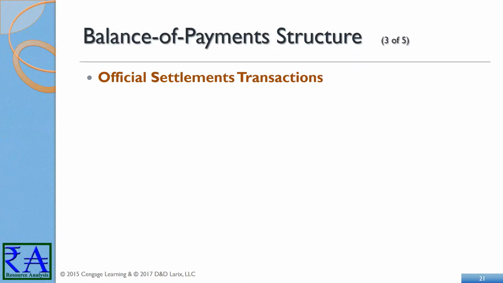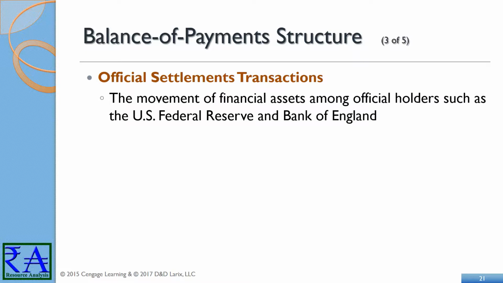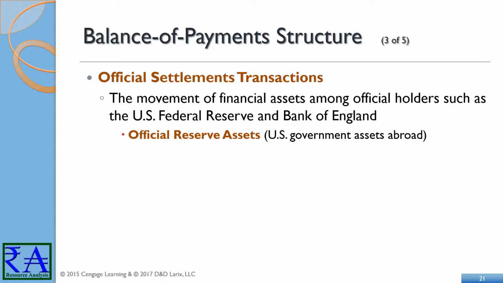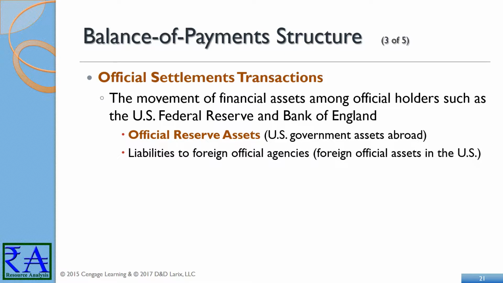The Official Settlements Transactions is an official settlement account that records transactions of foreign exchange reserves, bank deposits, and gold at a central bank, such as the U.S. Federal Reserve and the Bank of England. For example, the U.S. Federal Reserve uses official settlement accounts to keep track of its transactions in gold, dollars, or other assets with central banks located in other countries.